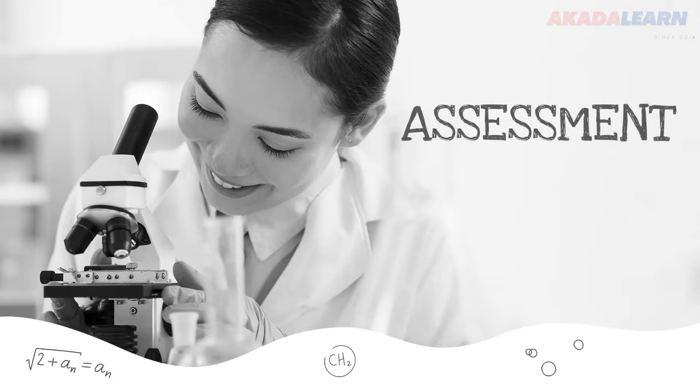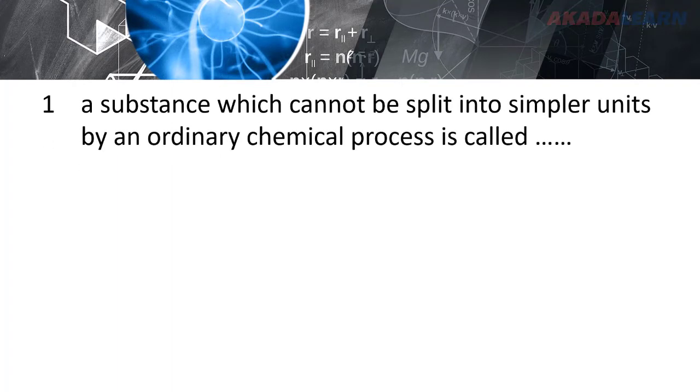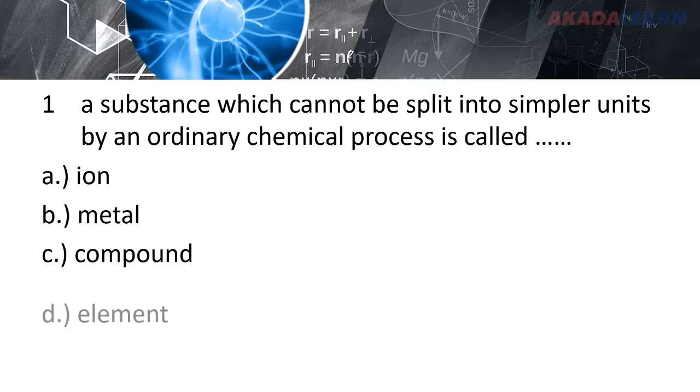So let's now take a quick assessment to see how far you have studied. Question 1. A substance which cannot be split into simpler units by an ordinary chemical process is called A. An ion, B. A metal, C. A compound, D. An element.